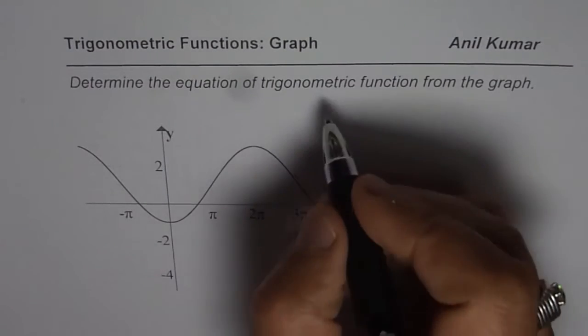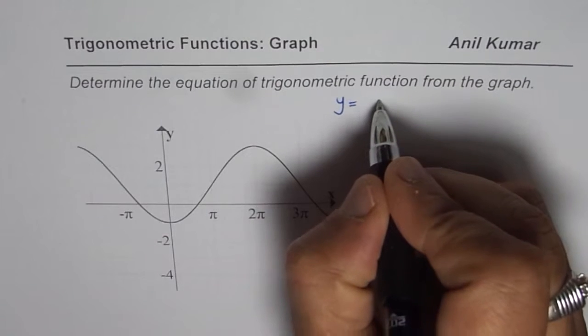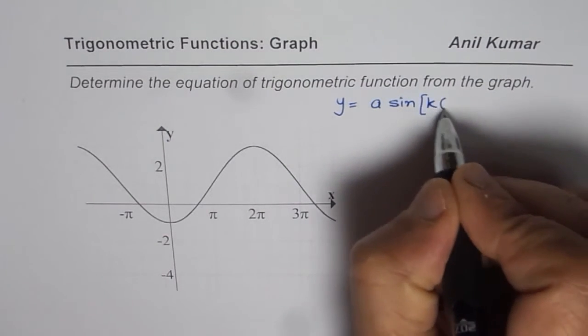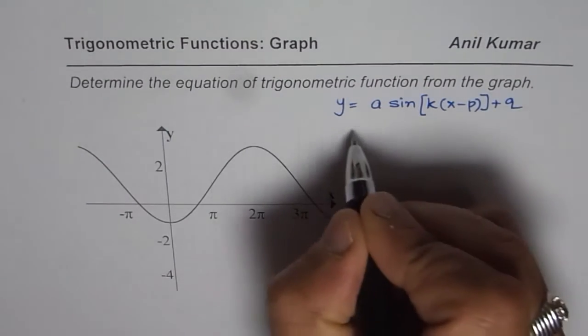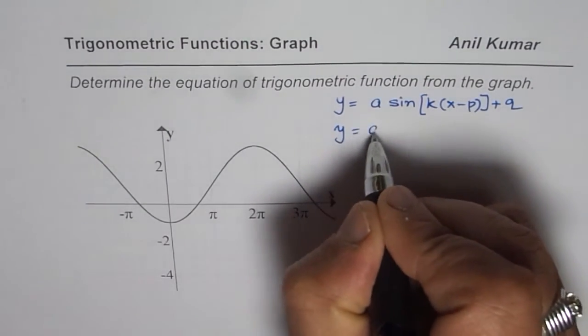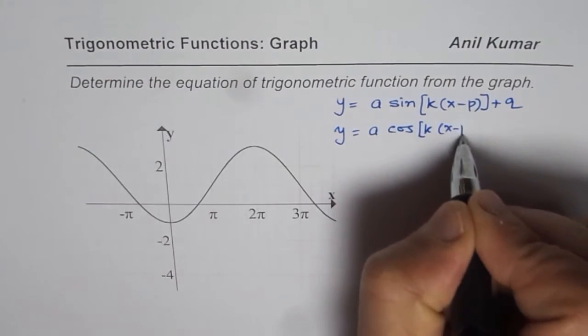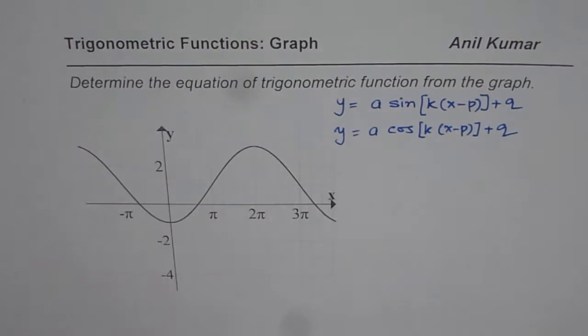So in general, the equation of a sine function could be y equals a times sine k(x minus p) plus q, or we could also write this as y equals a cos k(x minus p) plus q, right? So both these equations are possible for the given graph.